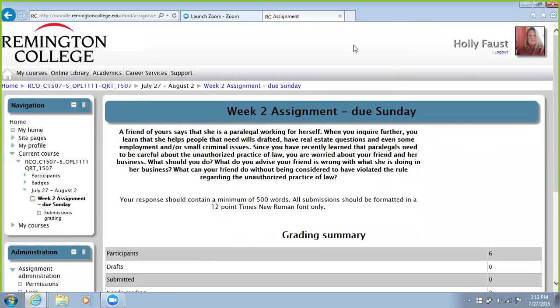A friend of yours says she's a paralegal working for herself. You learn that she helps people draft wills, and she answers real estate questions, and even some employment and small criminal cases. You recently learned that paralegals need to be careful about the unauthorized practice of law, and you're worried about your friend and her business. What should you do? What do you advise your friend is wrong with what she's doing in her business? What can your friend do without being considered to have violated the rule regarding the unauthorized practice of law?